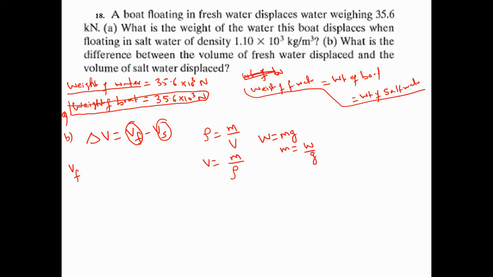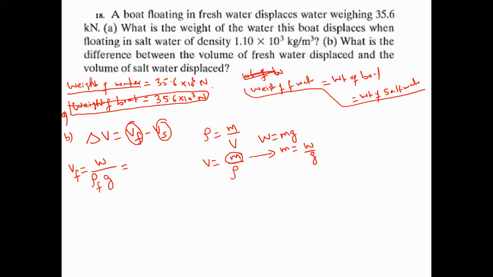Right. So I can replace this mass with this equation. Is it possible or not? Yes, you can. So I can just write my volume in fresh water, which is equal to weight divided by rho of fresh water multiplied by gravity. Am I right? Yes.